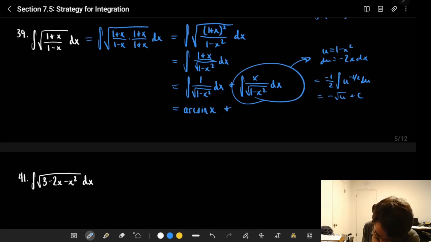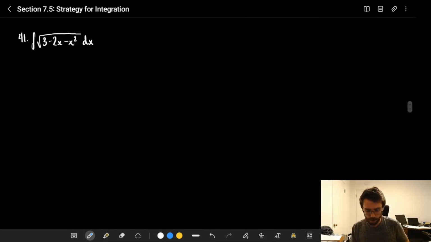So that should be minus square root 1 minus x squared plus c. That's nice. Kind of surprised that works out, but there you go.